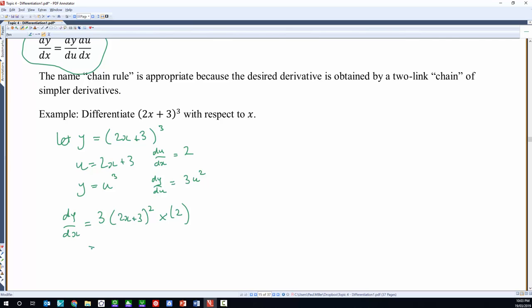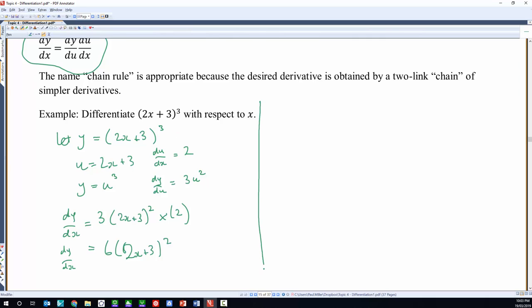Now I'm going to multiply this out, so dy/dx is equal to 3 multiplied by 2, which is 6, times (2x + 3) to the power of 2. And there's my derivative. So again, even with explaining this for the first time, this is a really quick derivative. Okay, and I can bang this out with a bit of experience in 20, 30 seconds quite easily.